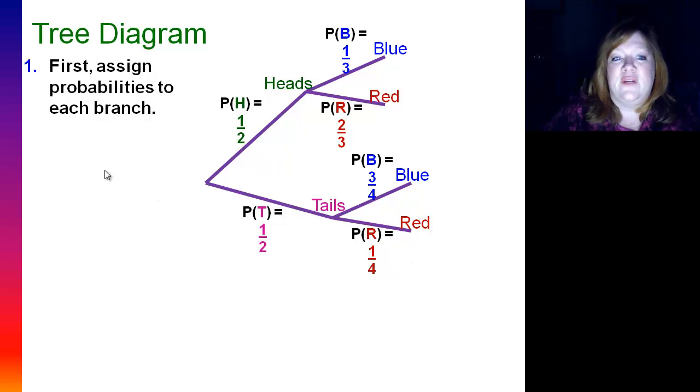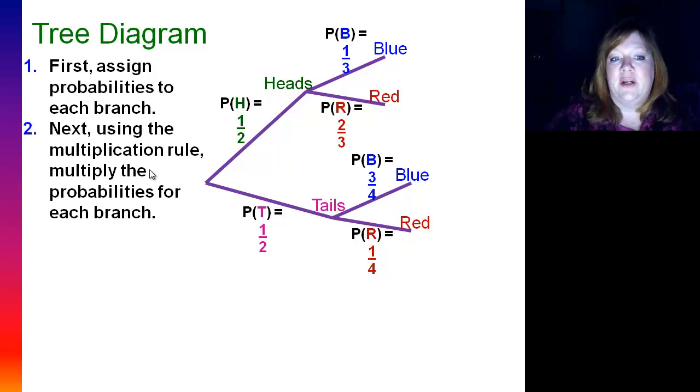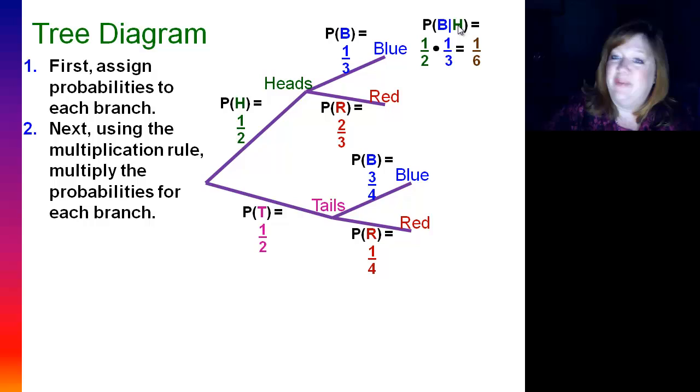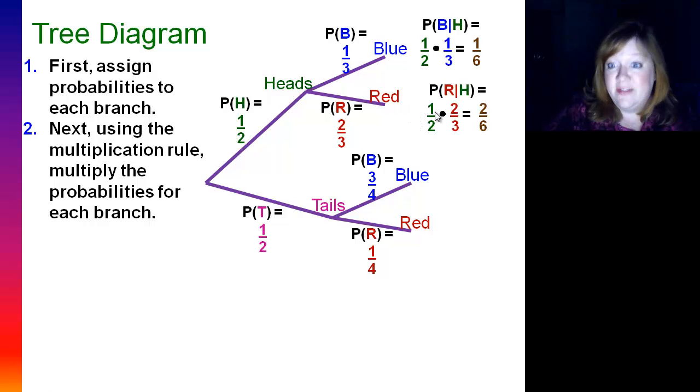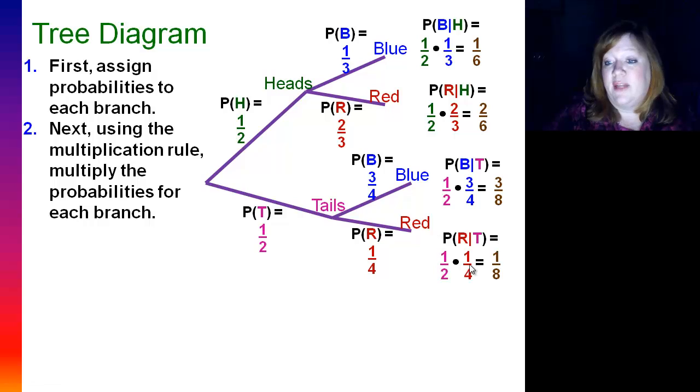Alrighty, after we get the probabilities on each branch, we're going to use the multiplication rule to find the probability of getting heads and the blue ball. So we're going to take 1/2 times 1/3 and find the probability of the blue ball given the heads. So 1/2 times 1/3, remember you multiply straight across, you get 1/6. And all I did is went along those branches and multiplied them. To get the red, given the first toss being heads, I'd have 1/2 times 2/3, which gives me 2/6. And to get a blue ball, considering you have a tail, you're going to have 1/2 times 3/4, which would give you 3/8. And I go along here 1/2 times 1/4 to find the probability of that one.